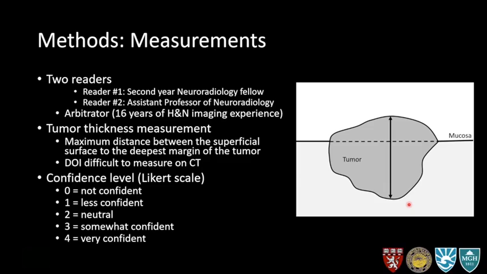As you may know, the depth of invasion as measured from the mucosa to the deepest margin of the tumor is also a very important factor in management of oral tongue squamous cell carcinoma. However, on CT, it was difficult to differentiate between the mucosal surface and the superficial surface of the tumor. So for the purpose of this study, we only focused on the tumor thickness measurements. For each measurement and interpretation by each reader, we also assessed the confidence level using the Likert scale. In the scale that we used, the score of 0 was not confident, and the score of 4 was very confident interpretation.